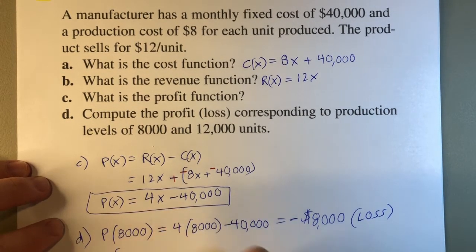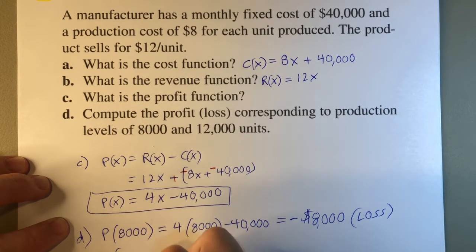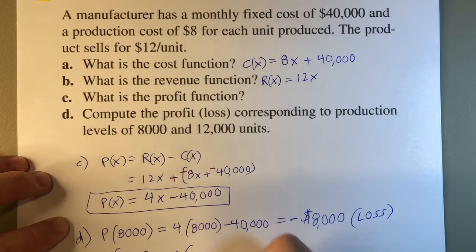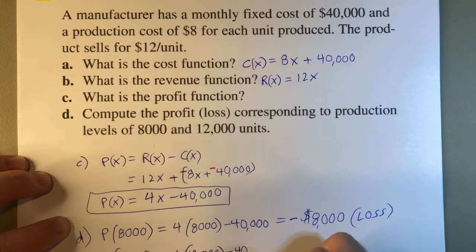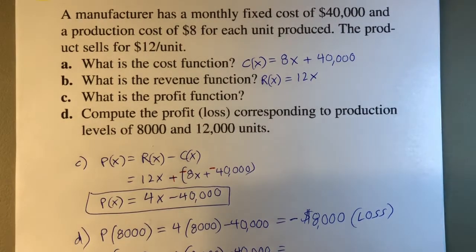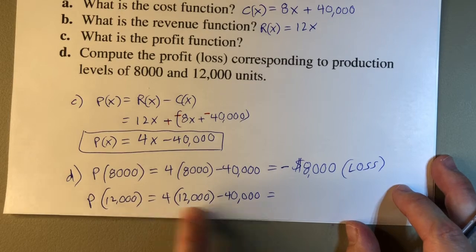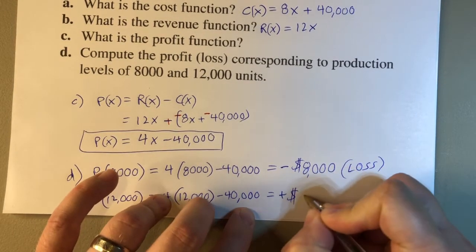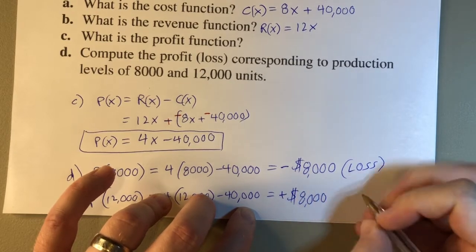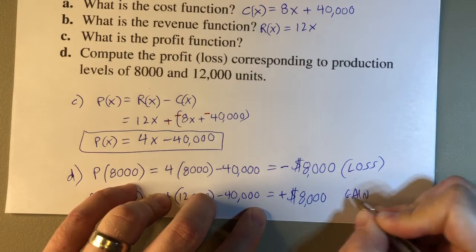Let's see what happens with 12,000. Same idea. Wherever you see an X, you're going to replace it with now 12,000. And so in this particular case, now you have 48,000. Ooh, there we go, sorry about that. 48,000 minus 40,000 is now a positive 8,000. So this is definitely a gain in profit.